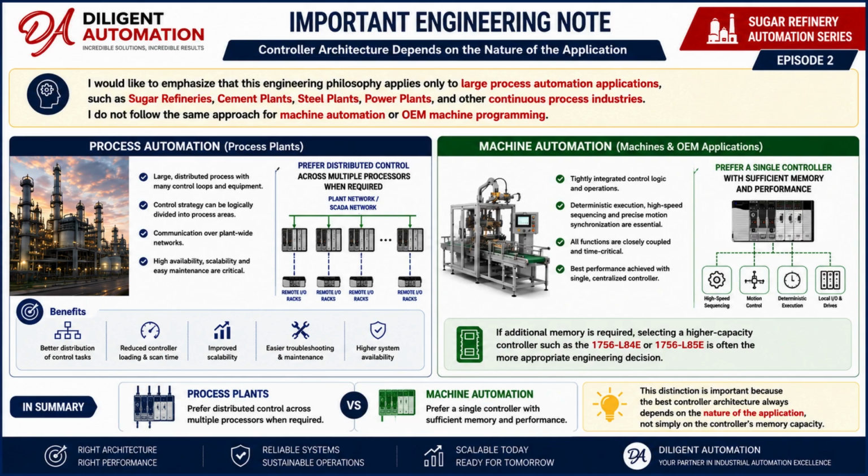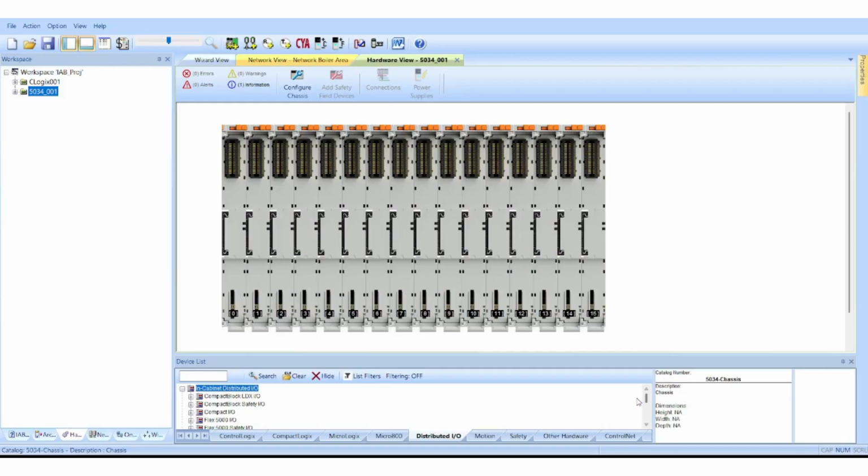At this point, I would like to emphasize one very important engineering principle. The philosophy I am describing here applies mainly to large process automation applications such as sugar refineries, cement plants, steel plants, power plants, chemical plants, and similar continuous process industries. I would not automatically follow the same approach for machine automation or OEM machine programming.